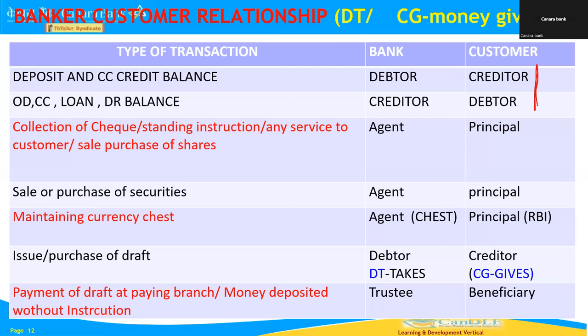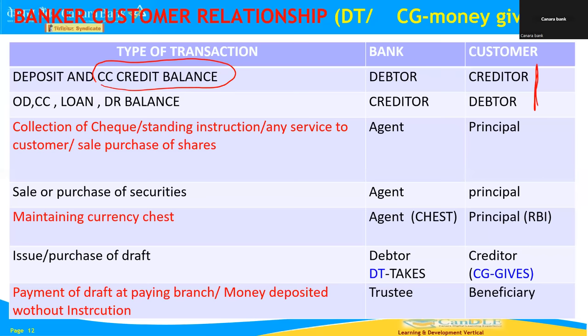For example, to confuse you, they will not say it's a deposit. They will say CC credit balance. They will say, sir, there is one OCC account, there is a credit balance. What is the relationship between banker and customer? Sir, credit balance in an OCC means the limit is already over, and now he has deposited more money. Same relationship. You are holding the customer's money, so customer is creditor and bank is debtor.